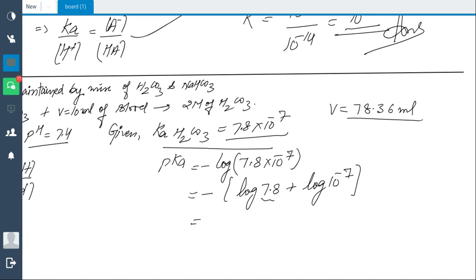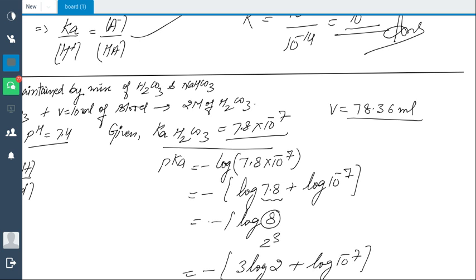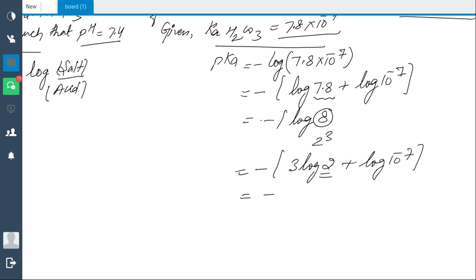Now see, 7.8 can be written as log of 8, and 8 can be written as 2 raised to power 3. So you can write this part as minus 3 of log 2 plus log of 10 raised to power minus 7. So this is log 2 is 0.3, so this becomes 0.9 plus minus of 7. So this is 6.1. Okay, 6.1.